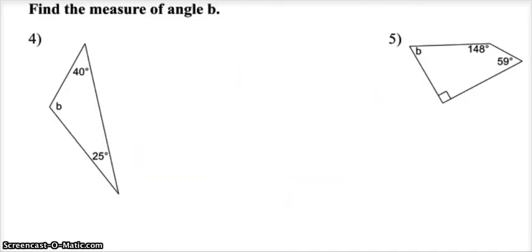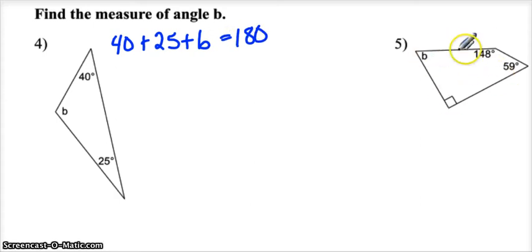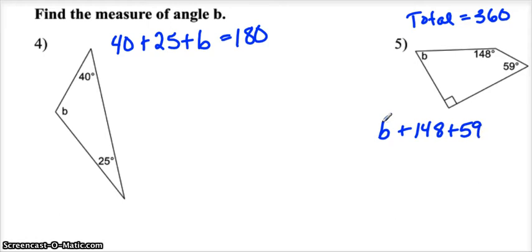Okay, we've got a couple more to try. These actually deal with the shapes. So you have to remember that the angles in a triangle should add up to, how many? You're right, 180 degrees. So this one's going to be 40 plus 25 plus b ought to equal 180. The quadrilateral, you'll remember, the total should be 360. So b plus 148 plus 59 plus, oh, what's that symbol stand for?